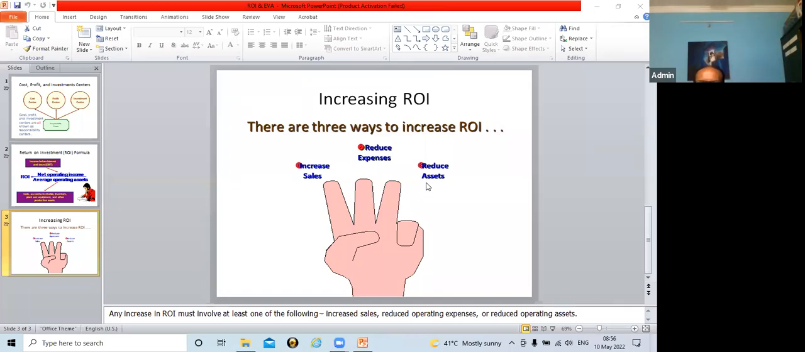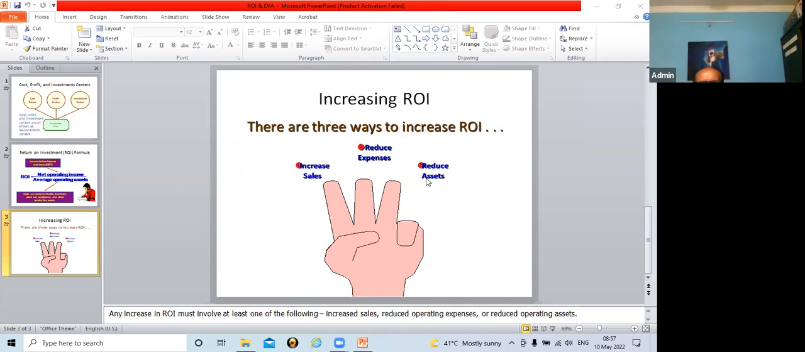That is the indication. And if you want to continue with increasing ROI, managers will have to work on these three fronts: they have to increase sales, reduce expenses, and reduce assets. Here the marketing department is involved. Then for reducing expenses, the finance department, HR department, as well as production department are all involved. In the production department, if there is wastage of raw material, that wastage should be controlled, and that will result in reduced expenses. So the production manager is also involved in this second task.